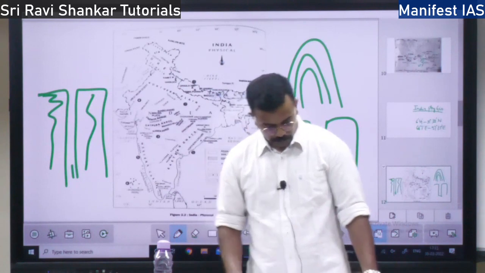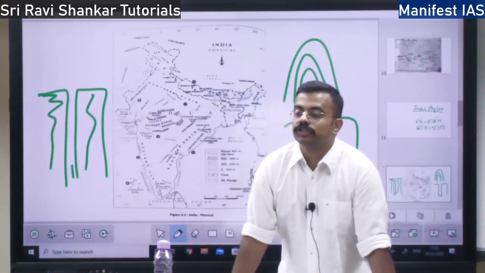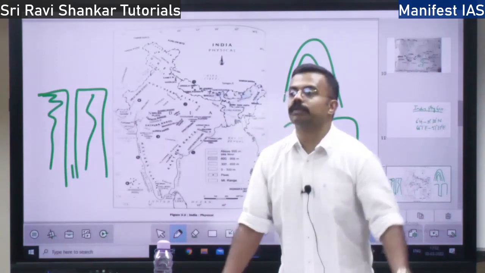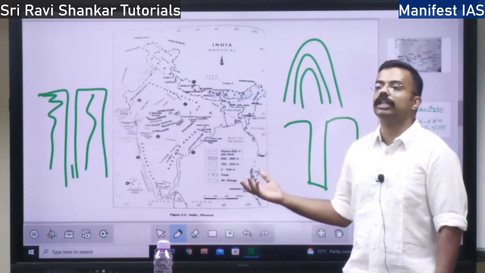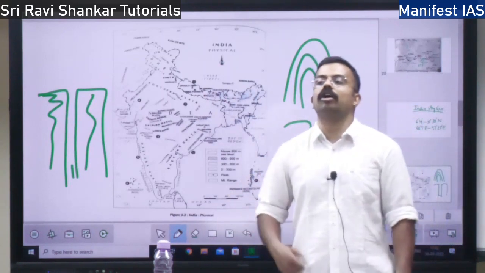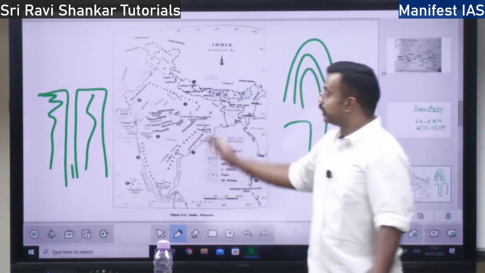So this is a plain formed by the rivers. Rivers bring the sediments from the mountains and they deposit in the plains. You know, right? I've talked about the deposition. Boulders, cobbles, pebbles, all these things. Right?